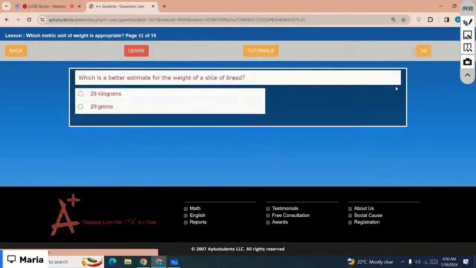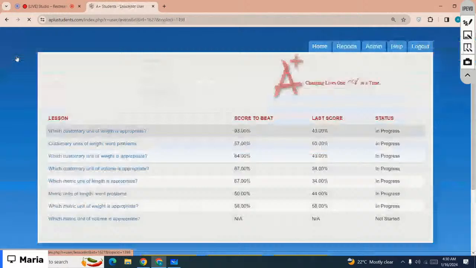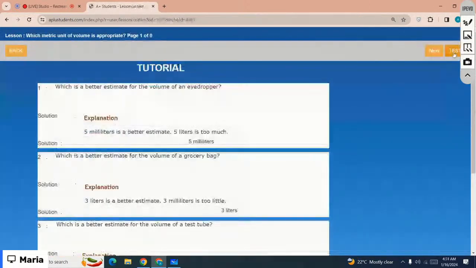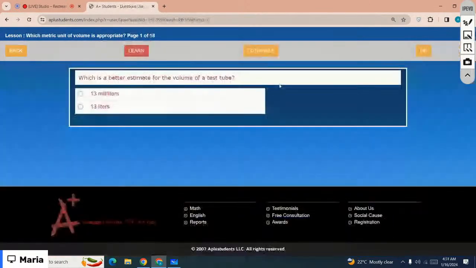Let me just move on to the next lesson, and that is, I think, the last lesson from the chapter, unit of measurement. The lesson is which metric unit of volume is appropriate. So here you have the metric units for volume. Let's start with the first one: which is a better estimate for the volume of a test tube, 13 milliliters or 13 liters? Which is the correct option?